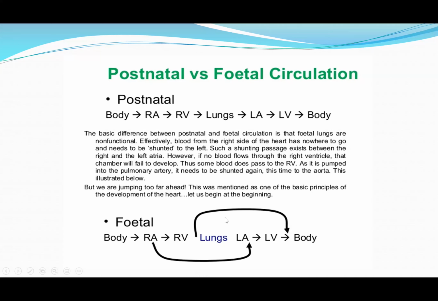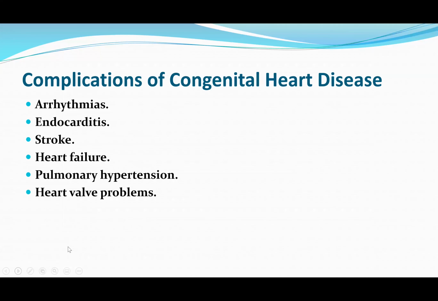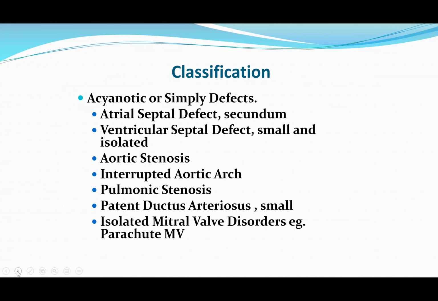Now, when we have congenital disease, you can have a lot of problems: arrhythmia, endocarditis, stroke, heart failure, pulmonary hypertension, heart valve problems. There are many diseases classified as congenital disease. We classify them as simple defects. These are atrial septal defect, the secundum type, ventricular septal defect, that is isolated VSD, aortic stenosis, interrupted aortic arch, pulmonic stenosis, a small ductus arteriosus, or mitral valve disorder like parachute mitral valve.